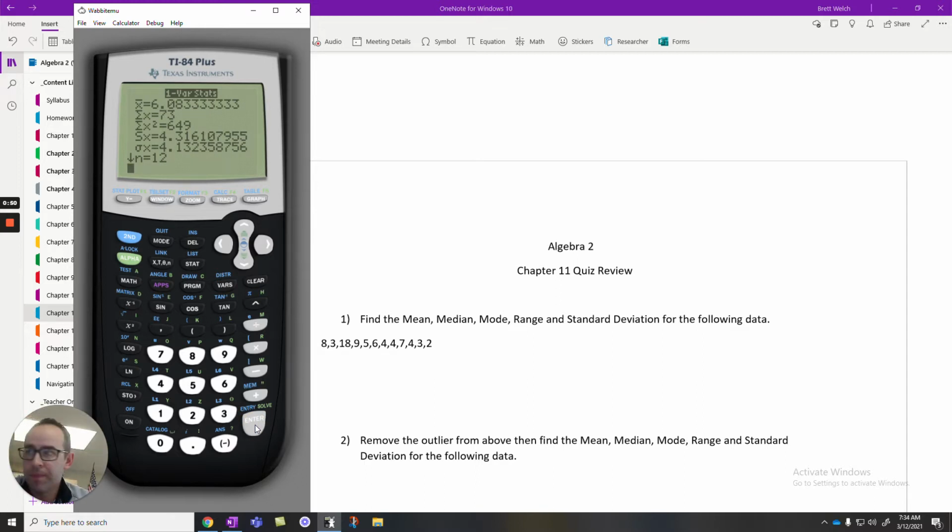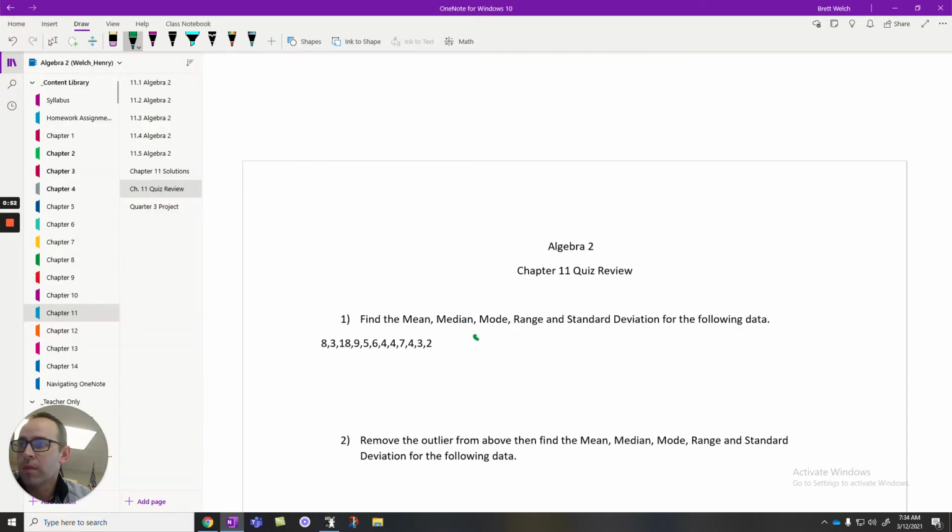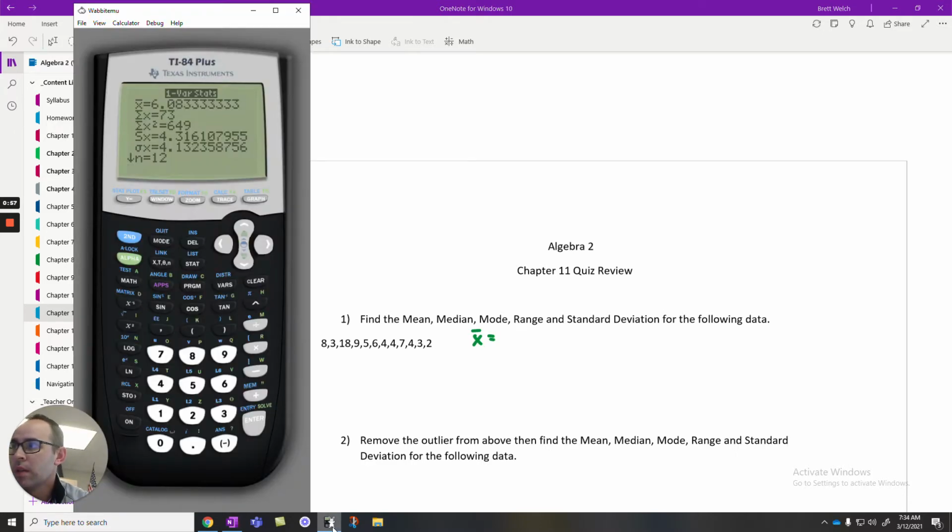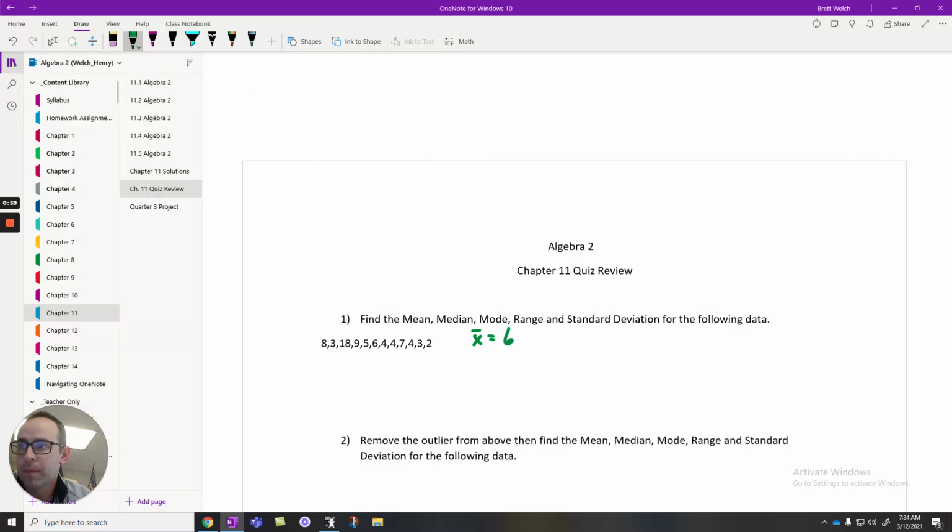So my mean, I'm going to have to kind of jump back and forth. My mean was 6.08. My median, I'll get that in a second. The mode, I can tell by just looking at the list, the most common number, 4 shows up 3 times. I don't see anybody else show up 3 times, so the mode would be 4. The range is the big number minus the little number. That's 18 minus 2. That'd be a range of 16.